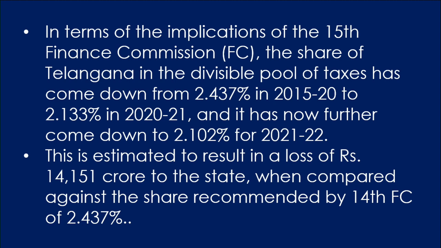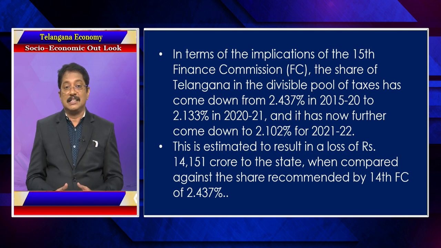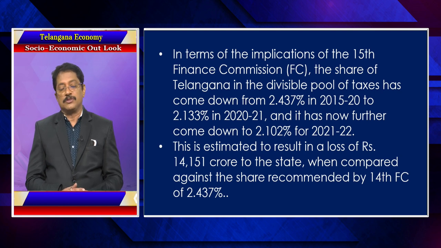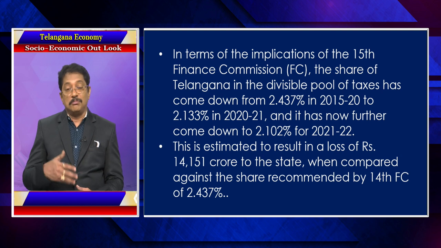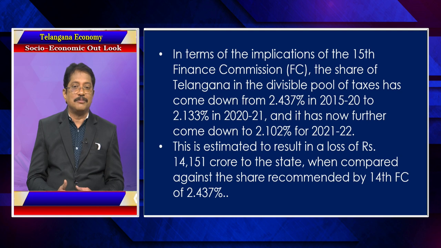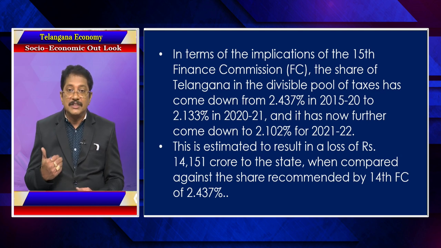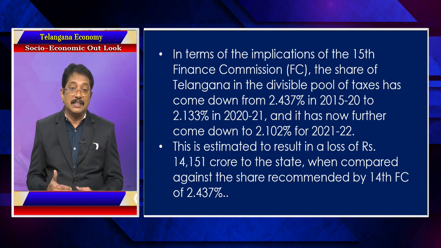This is estimated to result in a loss of 14,151 crores to the state when compared against the share recommended by the 14th Finance Commission, which was 2.437%. So even though our state contributes maximum GDP and maximum taxes to the central government, there is a fall in the share of the divisible pool of taxes from 2.437% to 2.102%, which means more than 0.3% has come down in the share.